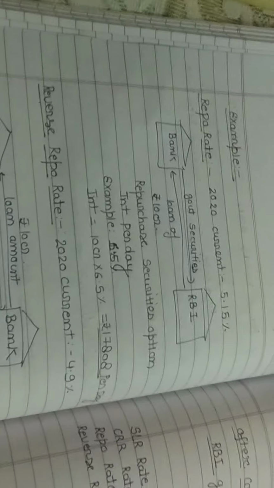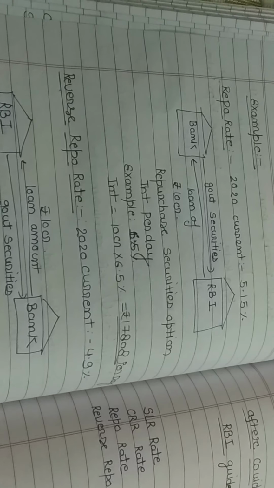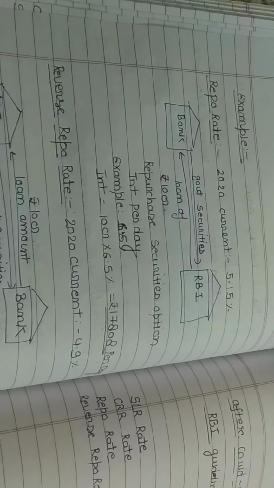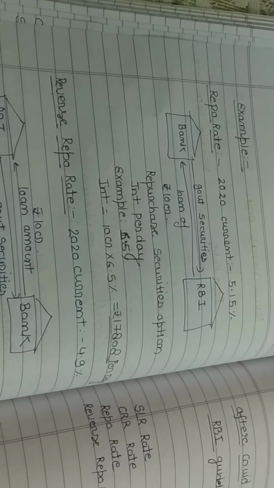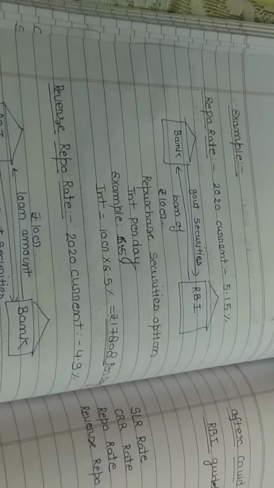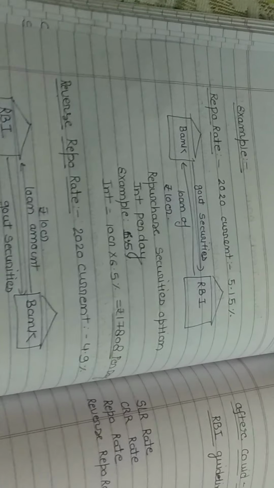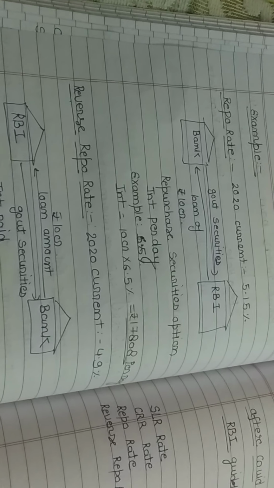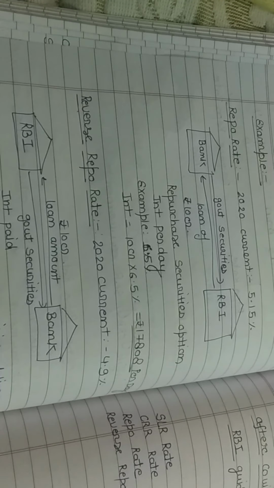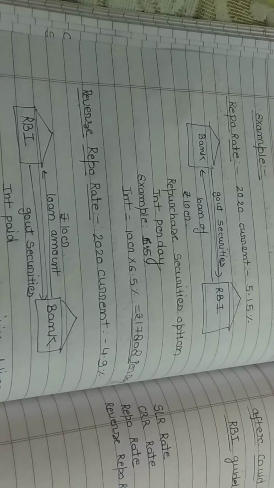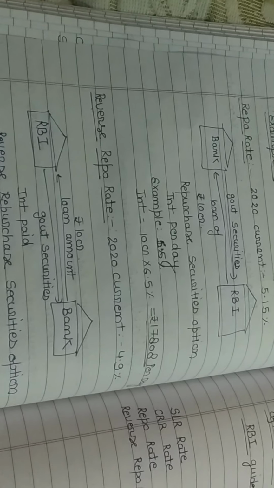The repo rate. We will consider an example. Repo rate in 2020, the current repo rate is 5.15%. A bank wants to get a loan from the RBI for a short-term purpose, and they lend their government securities to the RBI. After the repo period, they will repurchase the securities under the forward contract. Interest will be charged on a per day basis.